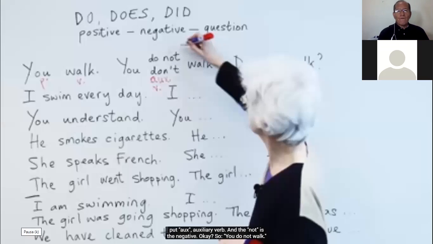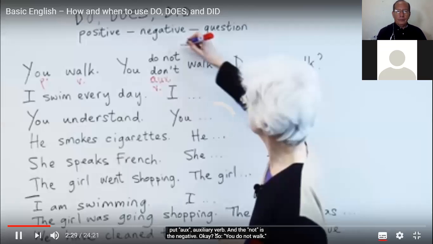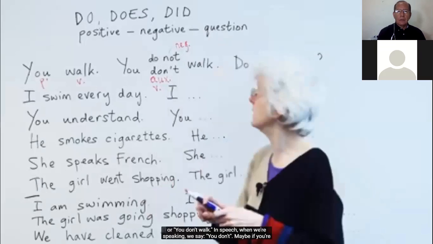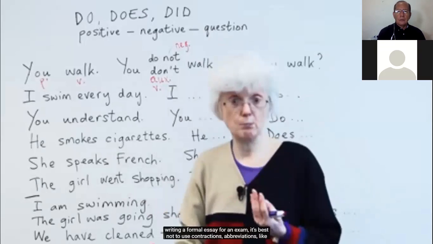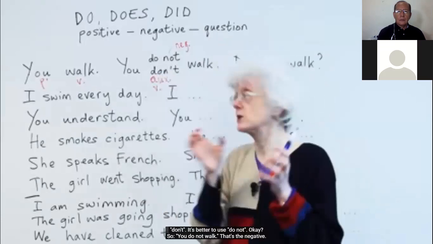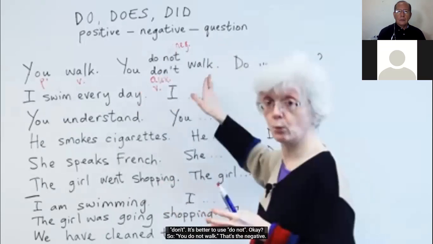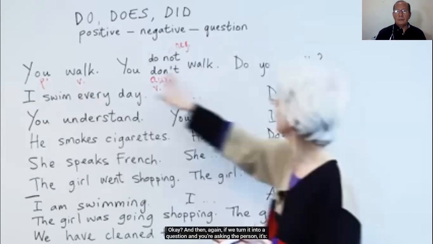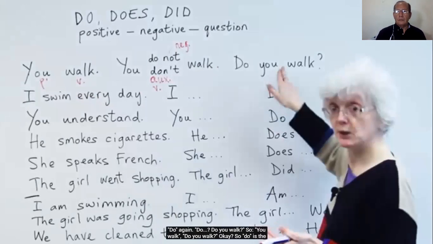Not positive. It's better to use contractions. It's better to use not. So you do not walk. That's it. And then again, the question form. And what's the verb? It's do. Do you walk? So you walk.